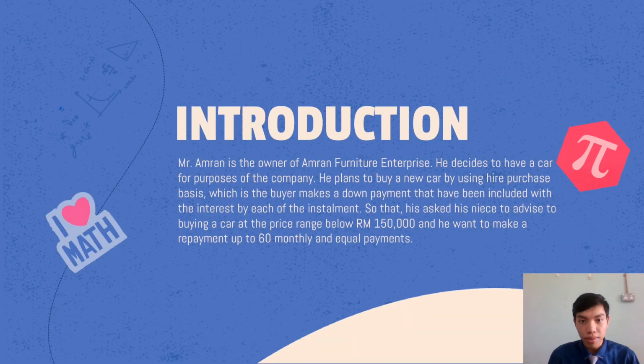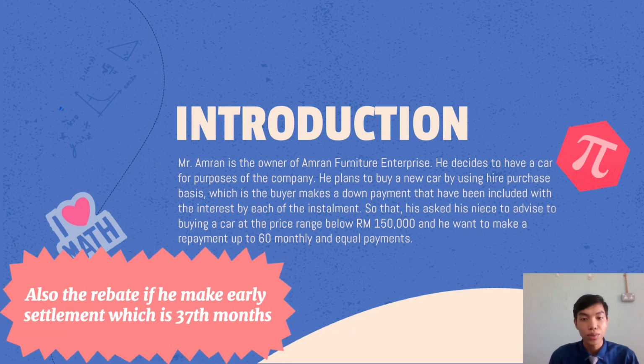Introduction. Mr. Amran is the owner of the Amran Furniture Enterprise. He decided to have a car for the purpose of the company. He plans to buy a new car on a hire purchase basis, which means he can make a down payment and the interest is included in each installment. So he asked his niece to advise him on buying a new car at a price below 150 thousand ringgit, and he wants to make repayments up to 60 monthly, equal payments.